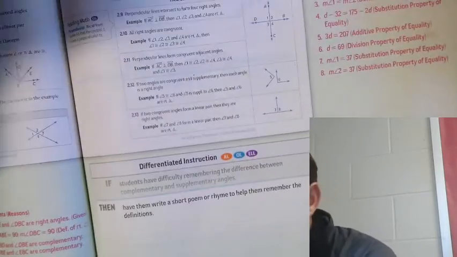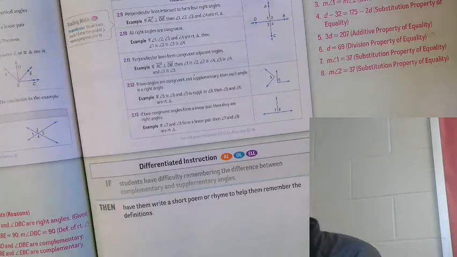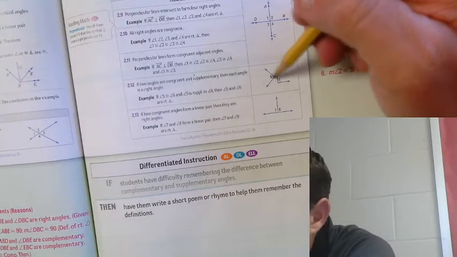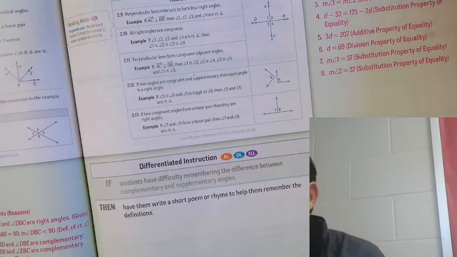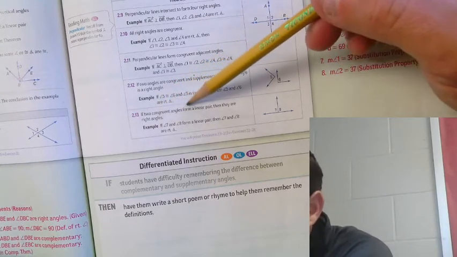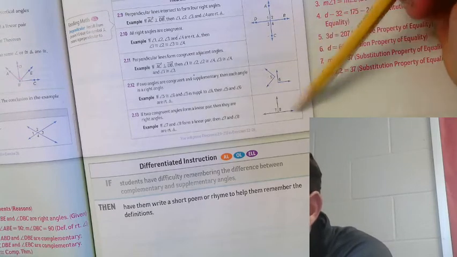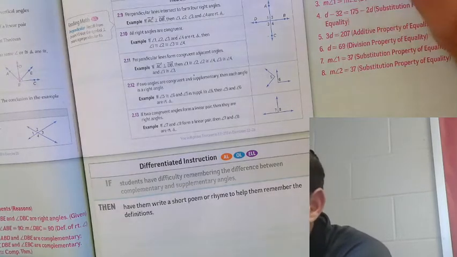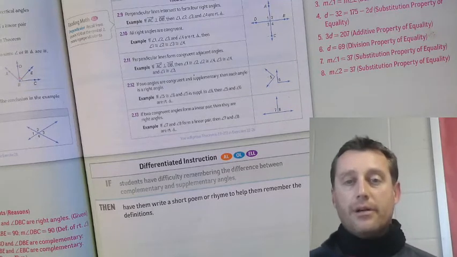212 says this: if two angles are congruent and supplementary, then each angle is a right angle. So if these two are both congruent and supplementary, they both have to be 90 degrees in order to be supplementary and congruent. If two congruent angles form a linear pair, then they are right angles. So if these two angles are congruent and they form a linear pair, they have to be right angles. I would assume that most of those are straightforward. They don't require a whole lot of other information.